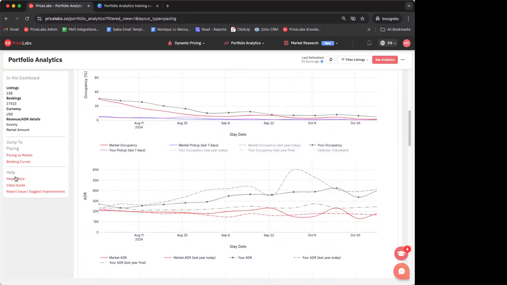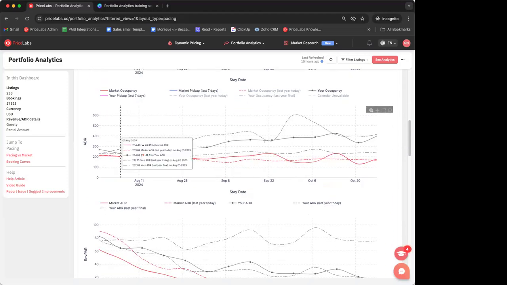Again, we have the help articles listed over here, and one of them is an overview of all the terminology that's included in portfolio analytics. So definitely check that out if you need a little refresher on what the terminology means. The next one, ADR. We covered what ADR is in the beginning, but you're able to see here on a chart how the ADR is evolving for the future dates.